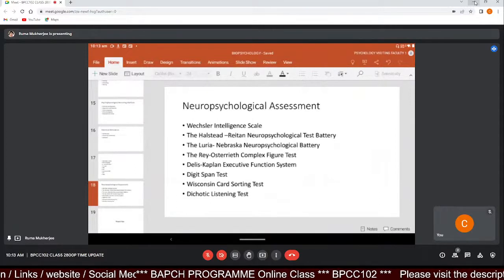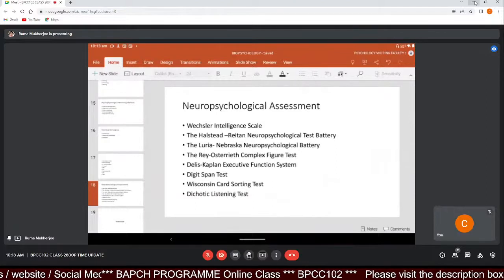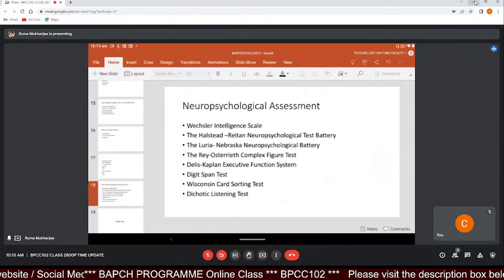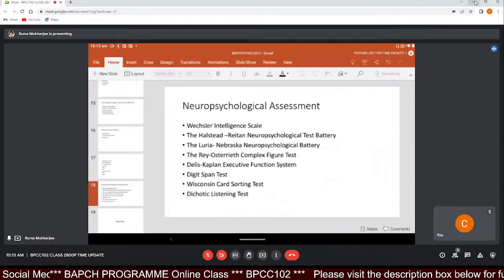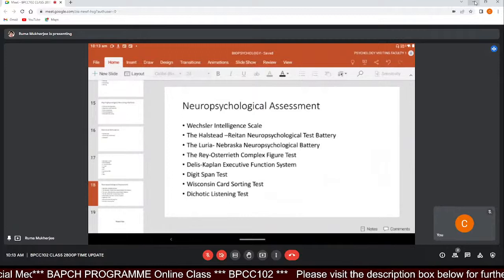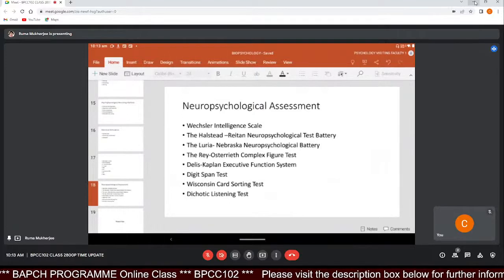So in my next class, I will start with the synaptic transmission, where we will cover the structure of the synapse, the steps of synaptic transmission, and the importance of the synapse and neurotransmitters.